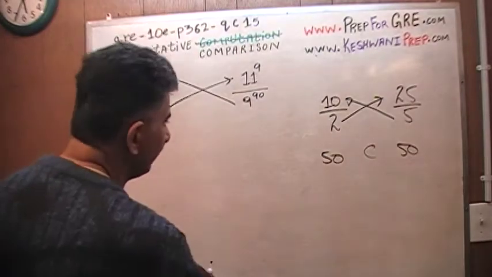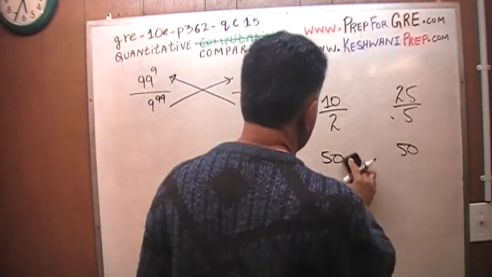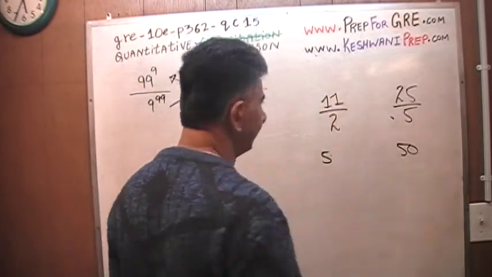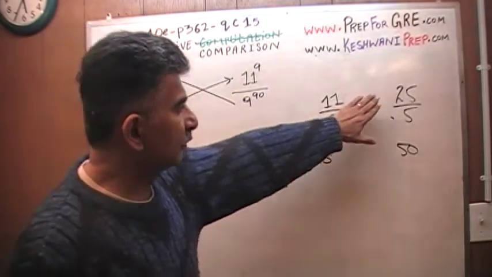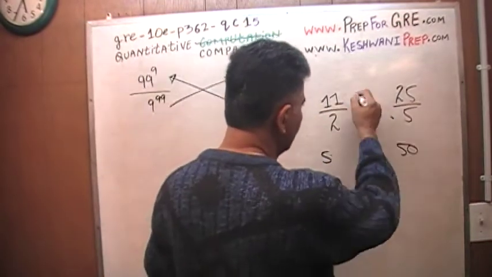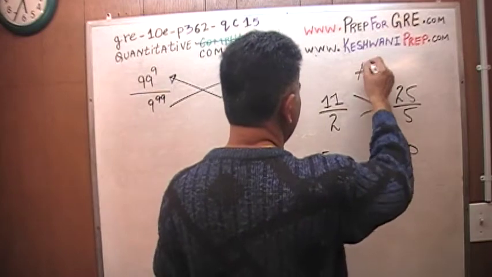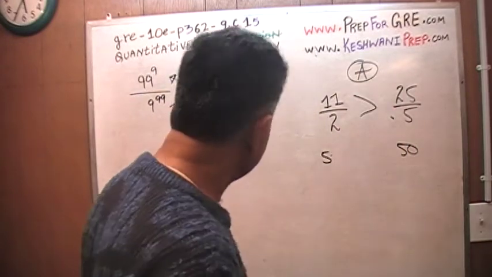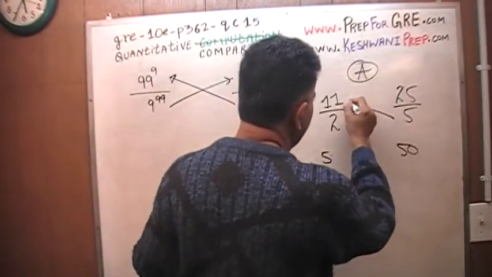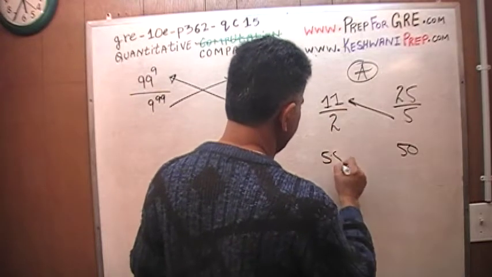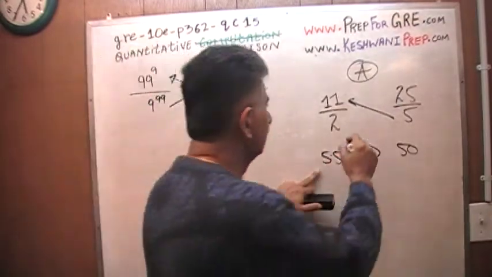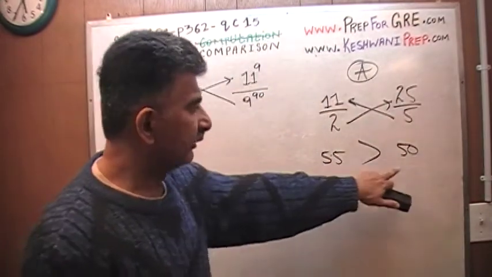On the other hand, if the answer had been something other than C, for example, if we had 11 over 2 versus 25 over 5, well, we know 11 over 2 is more than 5, and this is 5, so in this case, this is more than this. The answer in this scenario is A. Let's see if the answer changes by cross multiplying. The answer should not change. So 11 times 5 is 55, and 2 times 25 is 50. As you can see, 55 is still larger than 50. The answer does not change.